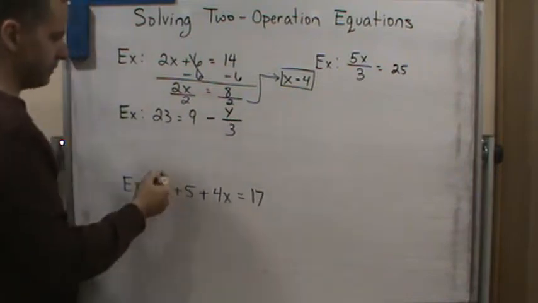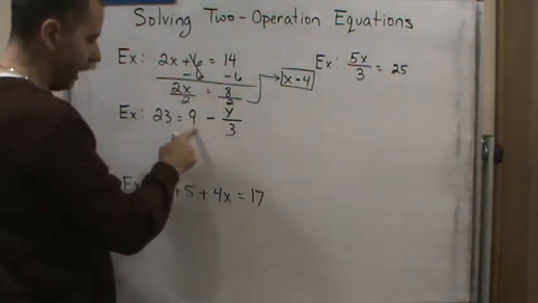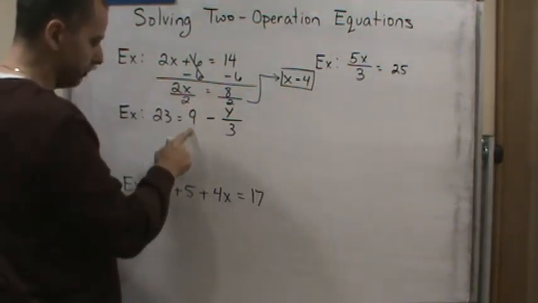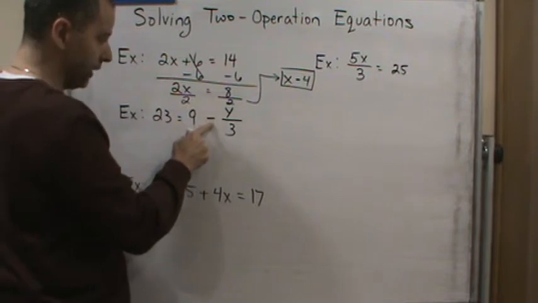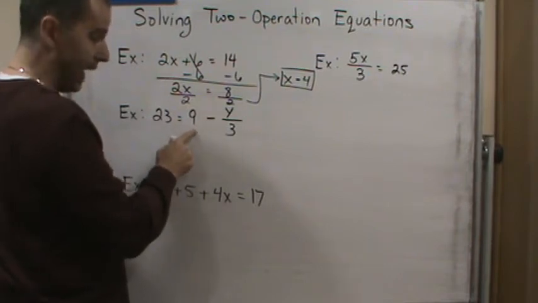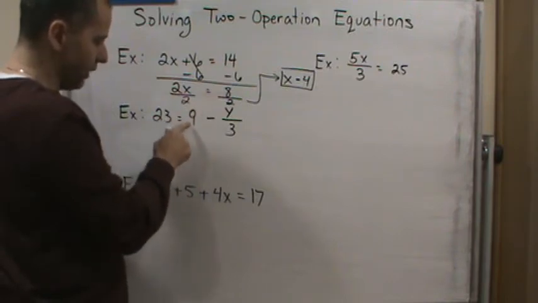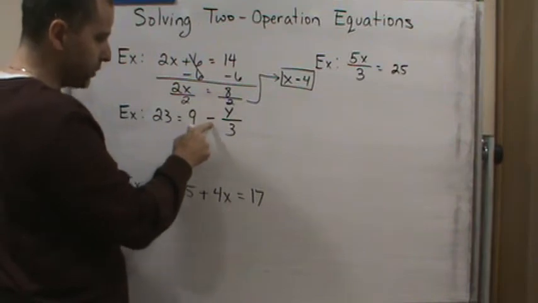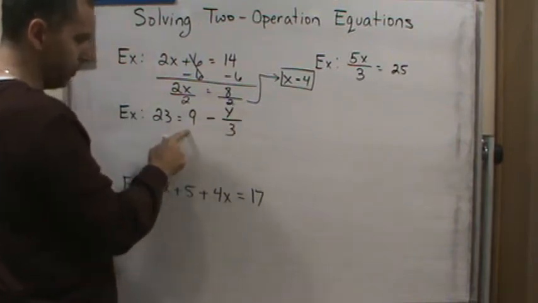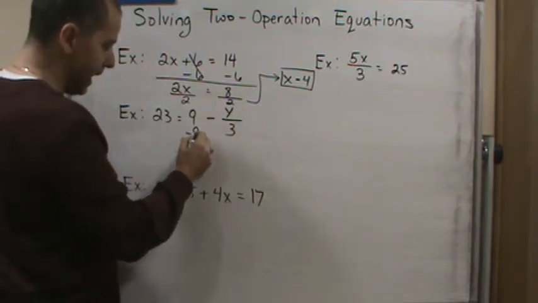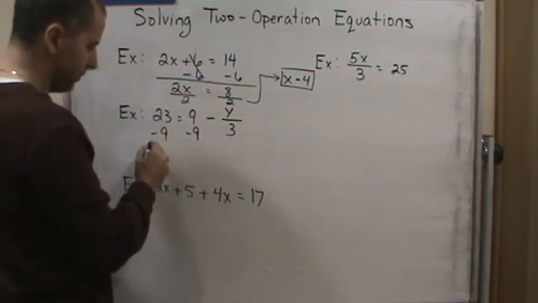Okay, now, what about this one? I'm going to do the same thing. Here I've got a positive 9, right? So what do I want to do? I want to subtract. Be careful. Just because this is subtraction doesn't mean you're going to add 9 to both sides. Remember, you want to undo whatever this is. Here I'm adding 9, it's not subtraction. So I'm going to subtract 9 from both sides.